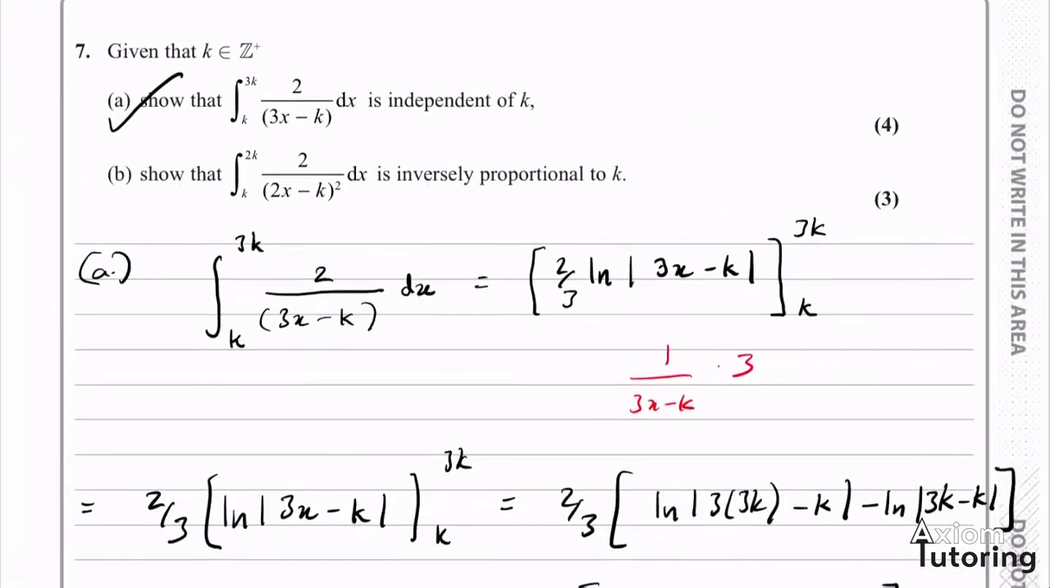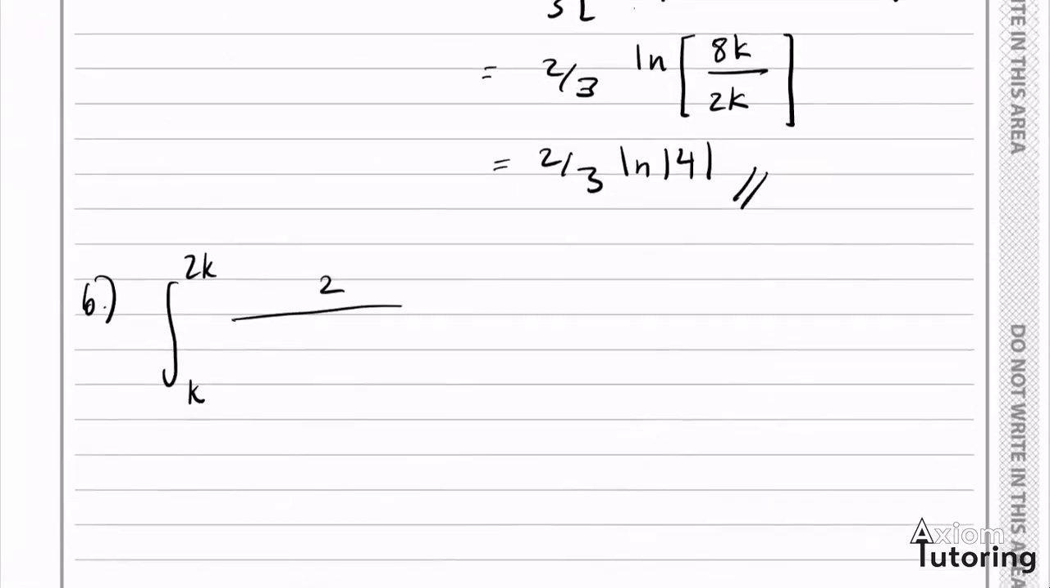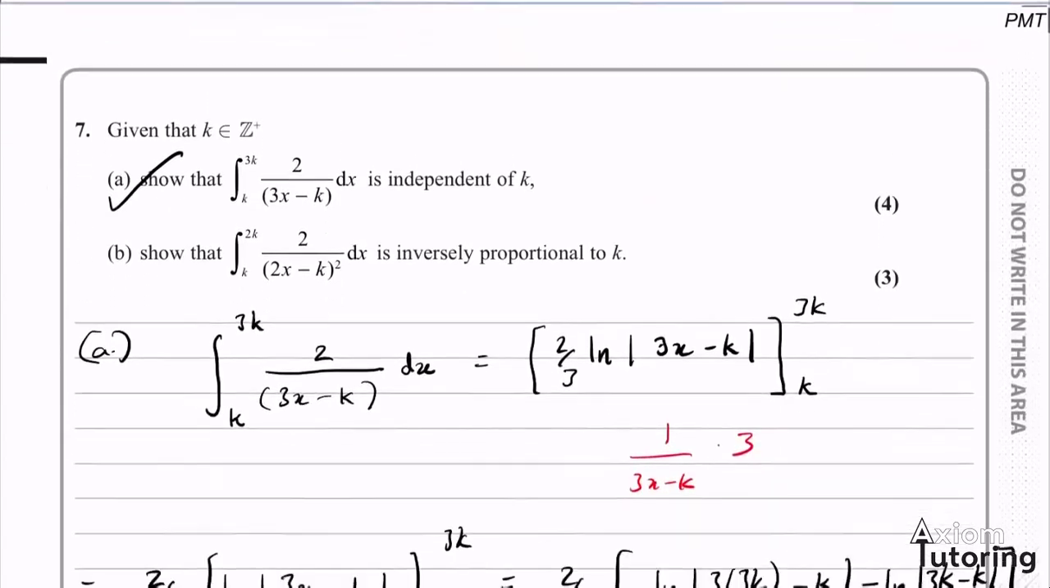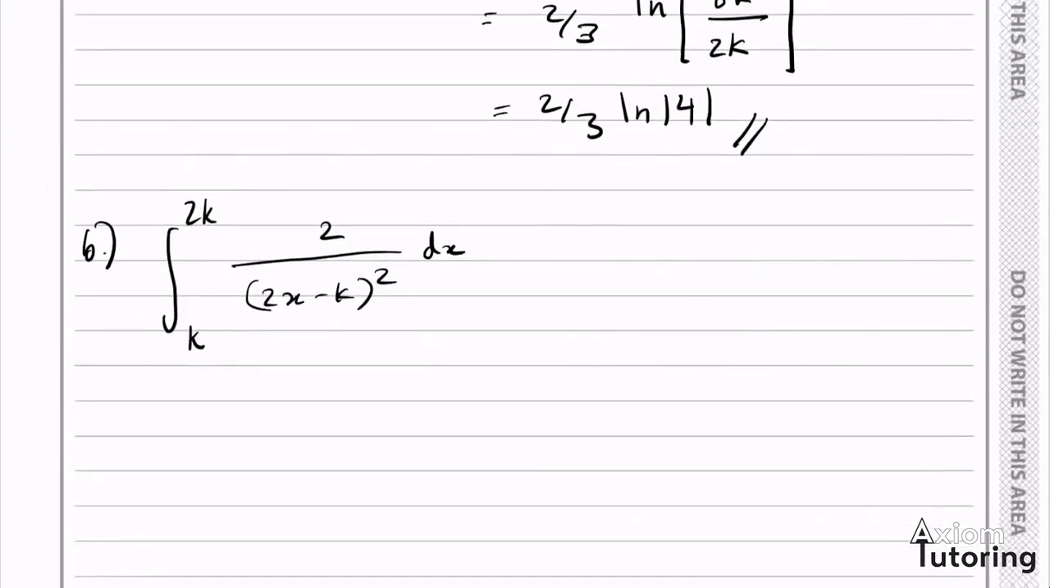2 over (2x minus k) all squared dx. Let me just double check that. 2 over 2x minus k all squared. So right, let's evaluate this first. Let's see what this gives us, and then we can check if we've shown that it is inversely proportional to k. So the easiest thing to do is just to make it a bit clearer to see how this expression does integrate. Maybe let's bring this squared bracket up.